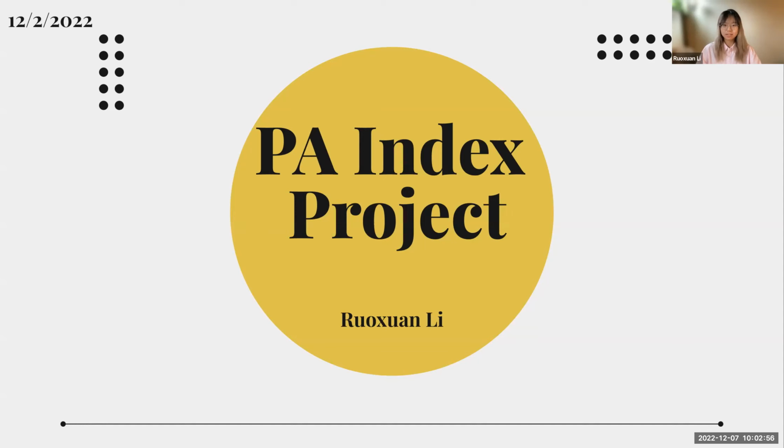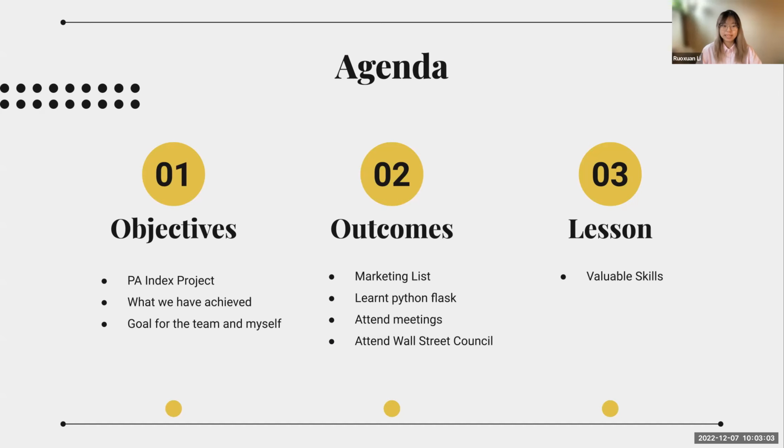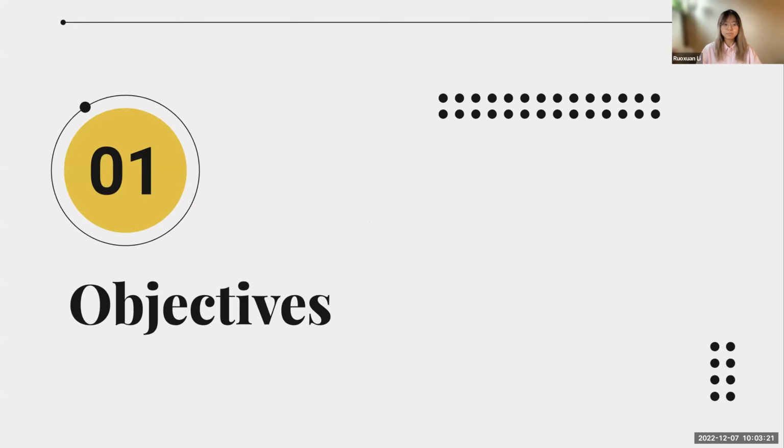So, I will talk about what the PA index project is and what we have achieved right now, and the goal for the team and myself. Second, I will talk about the outcomes of what we have achieved this semester. And third, I will talk about some valuable skills I learned from this project for this fourth semester.